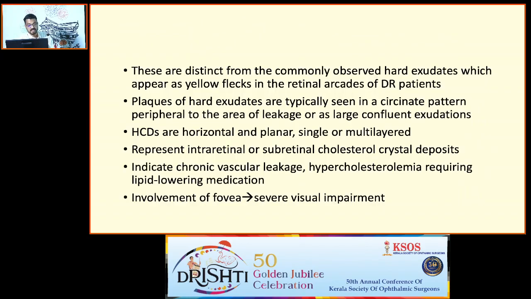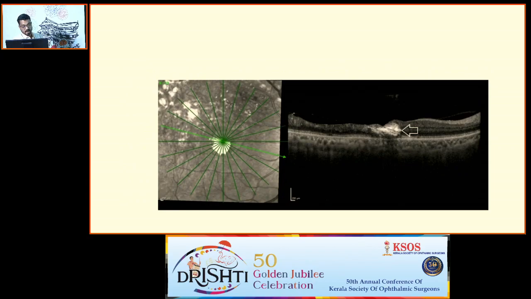So these are distinct from the commonly observed hard exudates, which appear as yellow flecks in the retinal arcades of DR patients. Plaques of hard exudates are typically seen in a circinate pattern peripheral to the area of leakage. These are horizontal and planar. They can be single or multi-layered. They represent intraretinal or subretinal cholesterol crystal deposits. It can indicate chronic vascular leakage, or hypercholesterolemia requiring lipid-lowering medication. Involvement of the fovea can cause severe visual impairment.